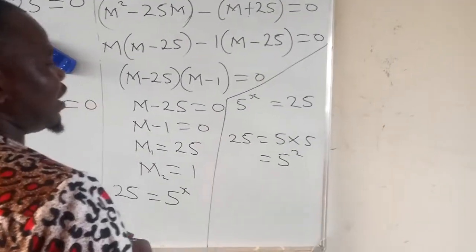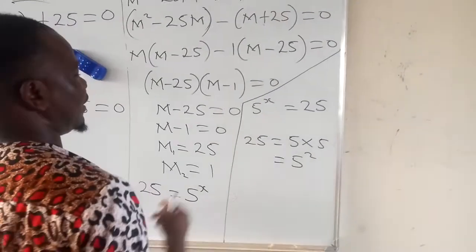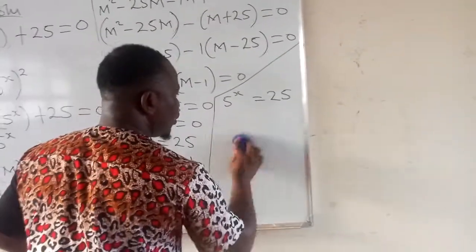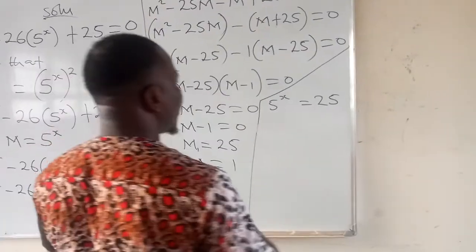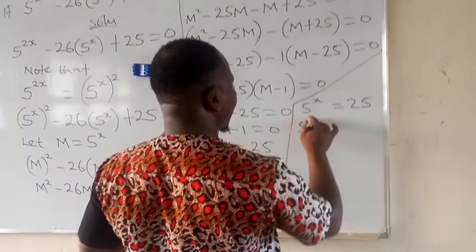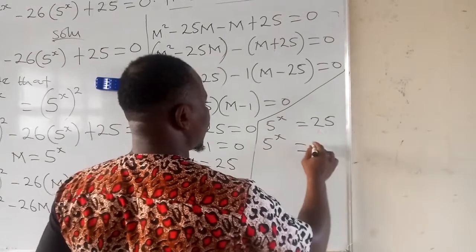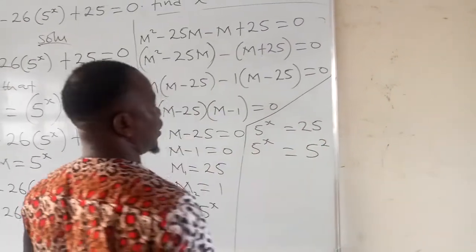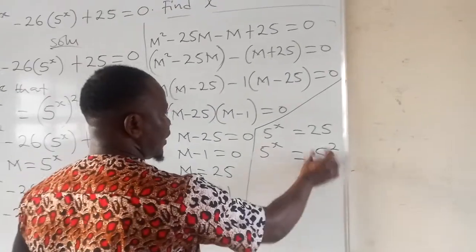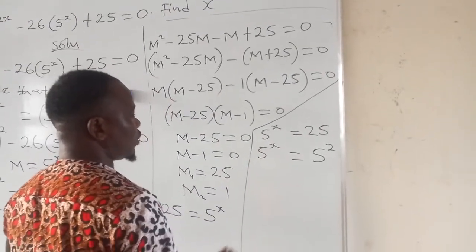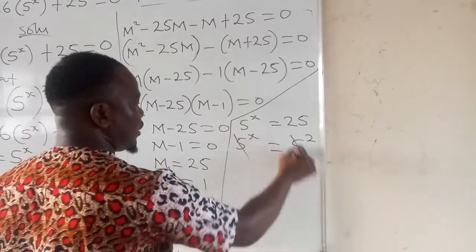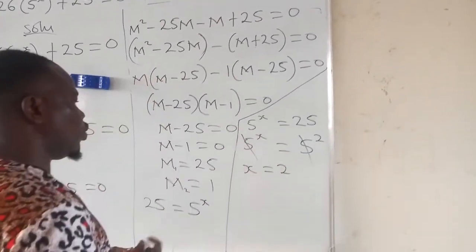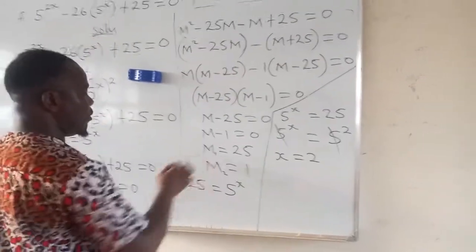You discover that on the left hand side and the right hand side, the bases are the same, true or false. So if you agree with me, here will be 5 raised to the power of x equals, instead of 25, 5 raised to the power of 2. It means this is the same thing as 25, true or false? Since the bases are the same, this and this will go. It implies that our x is equal to 2. Okay? That is for m1.